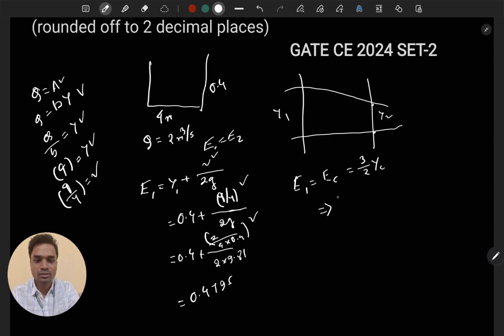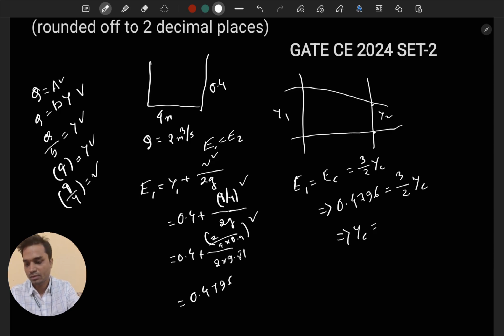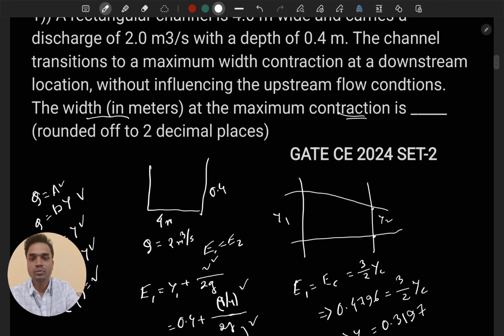Then the energy 0.4796 equals 3 by 2 into YC. Let me find out the value of YC. Then YC is equal to 0.3197. Now that we have 0.3197, find out the value of width in the critical condition.